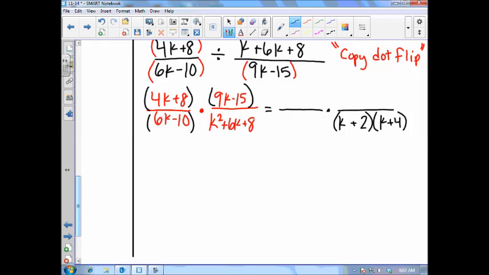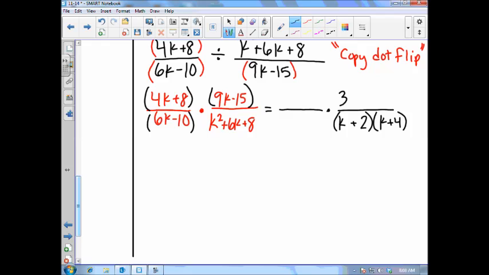So this is what math teaches you. It teaches you how to manipulate things. Right? Can we manipulate this one? 9k minus 15. I think we can. It's called factoring, our favorite F word. 9k minus 15. Is there anything that factors out?